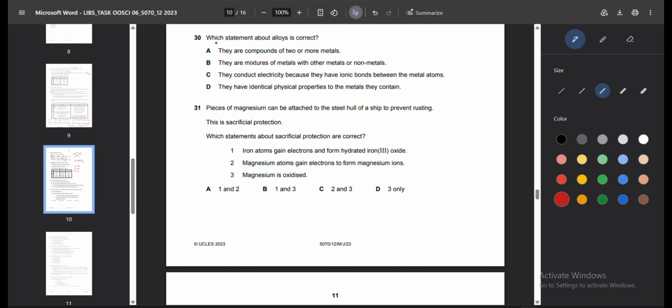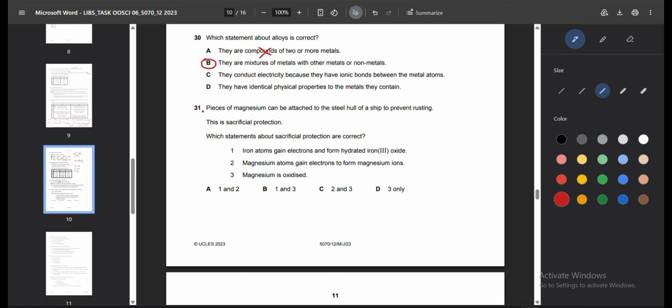Alright, so question number 30 is, which statement about alloys is correct? A, they are compounds of two or more metals. No, they are not compounds, they are mixtures. So option B is correct, that they are mixtures of metals and other metals or non-metals. This is the correct one. They conduct electricity because they have ionic bonds between metal atoms. No. They have identical physical properties through the metals they contain. No.